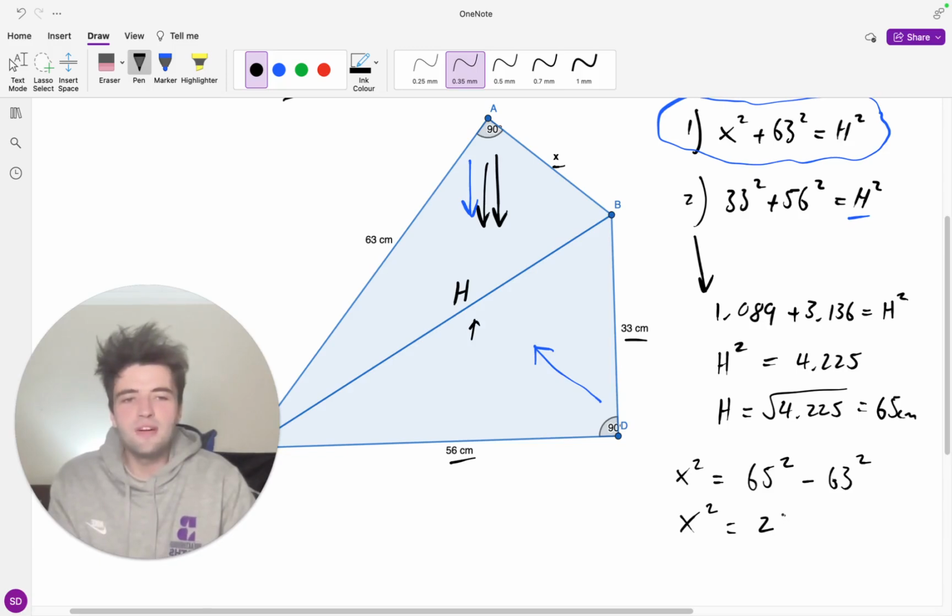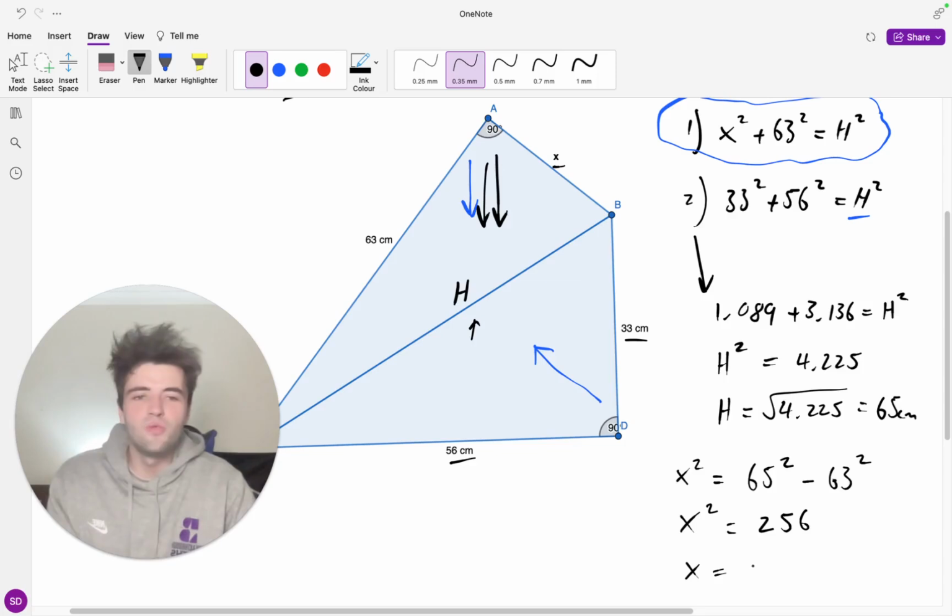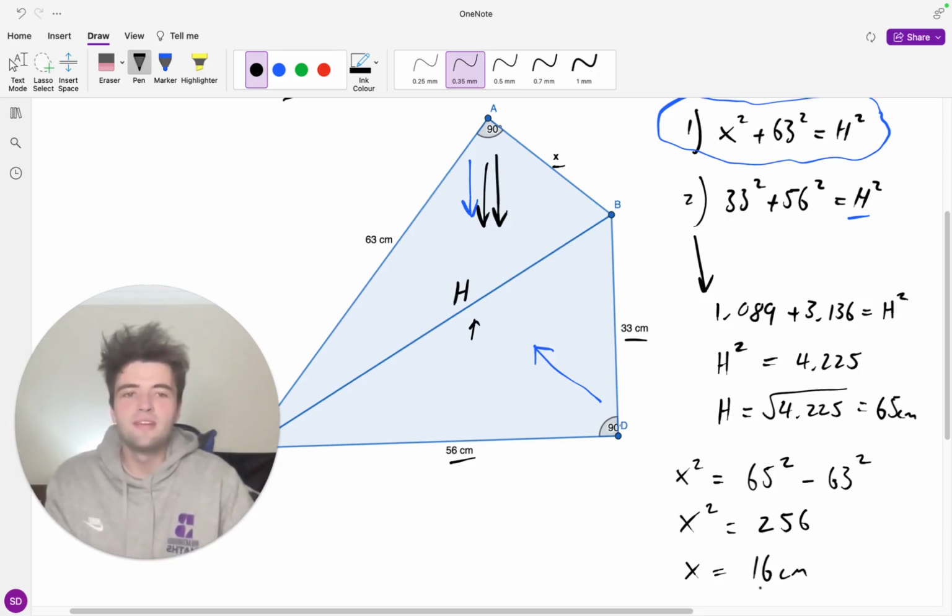So the value of x squared is going to be 256. And so therefore the value of x is going to be the square root of this, which is going to be 16. So 16 centimeters is going to be our value for x. That is going to be the length of the side up here on the top right of our triangle at the top. But that's going to be the value of x. So that is going to be it for this question.